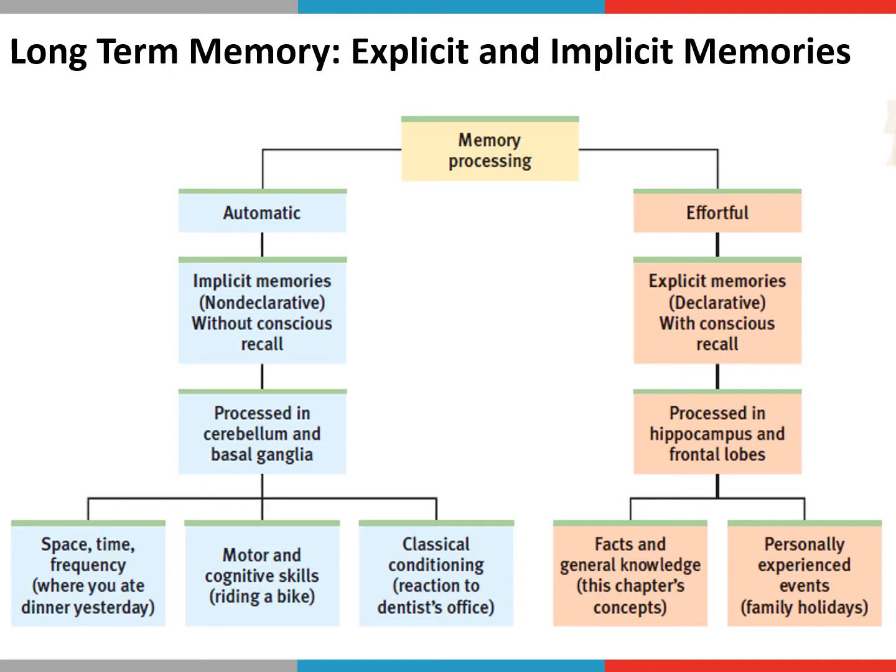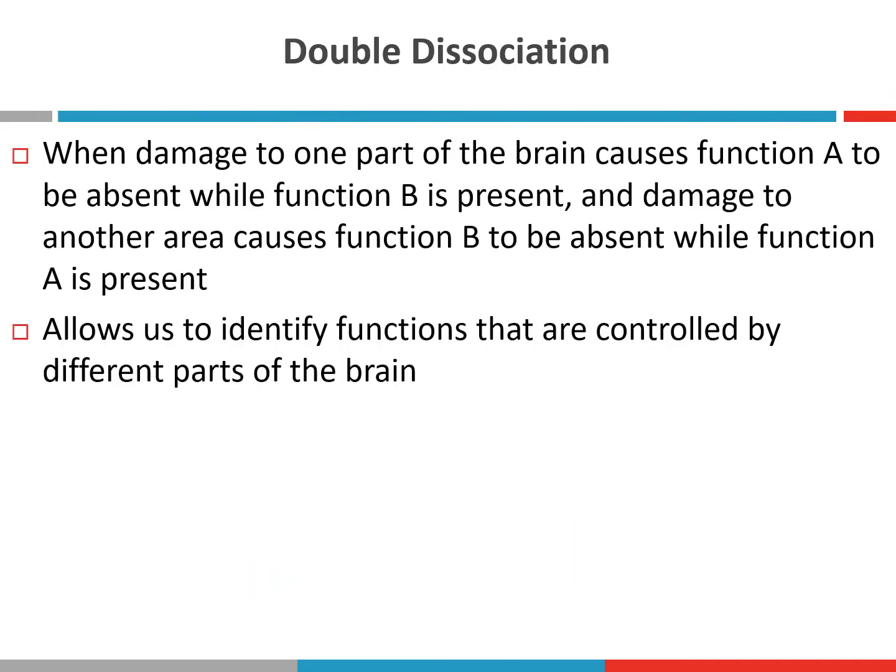So right away you might notice that we have an example of something called a double dissociation. A double dissociation occurs when damage to one part of the brain causes function A to be absent while function B is present, and damage to another area causes function B to be absent while function A is present.